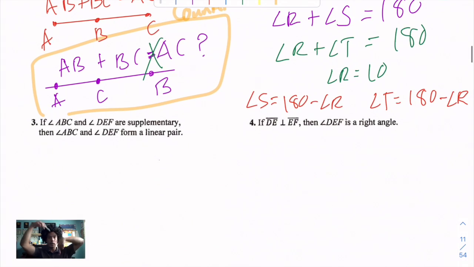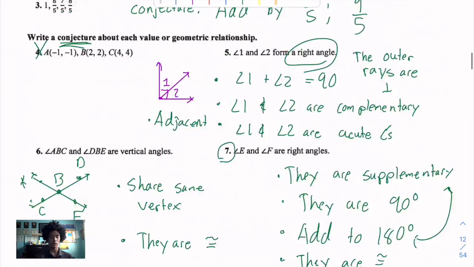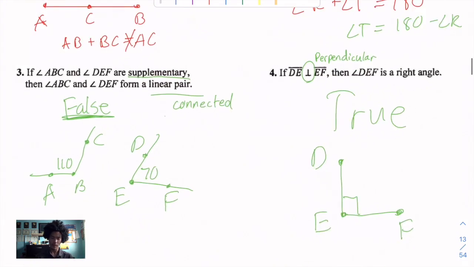Alright, hit pause. I'm going to show you guys 3 and 4 just a bit, okay? So do 3 and 4 on your own. Please hit pause right now, and we'll be back. Okay, we're back. And you find a better way how to do that.